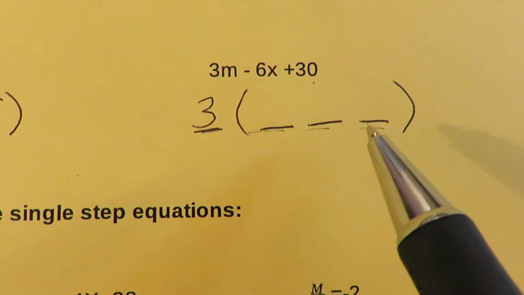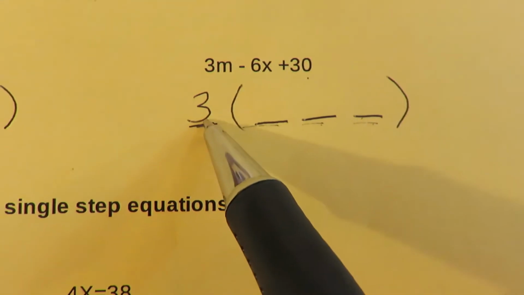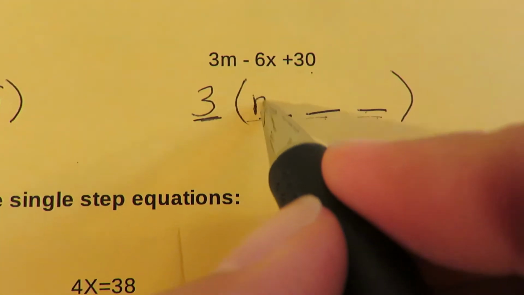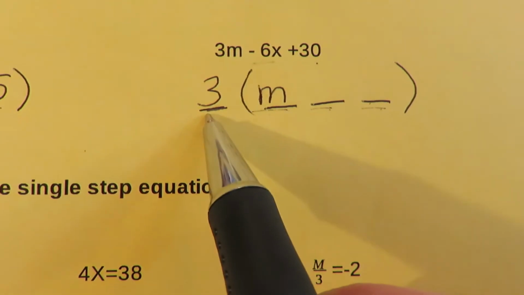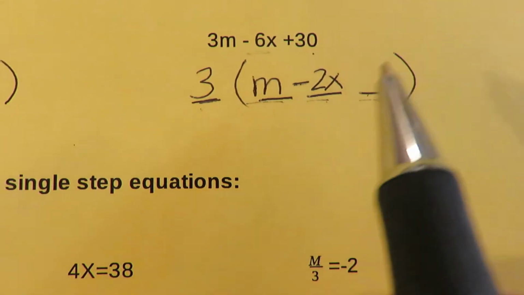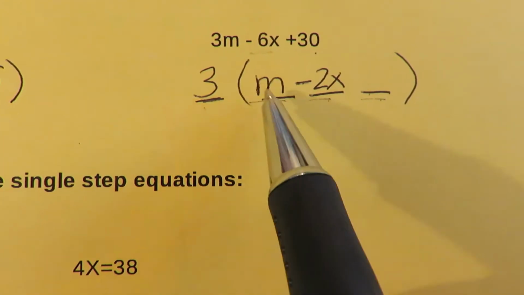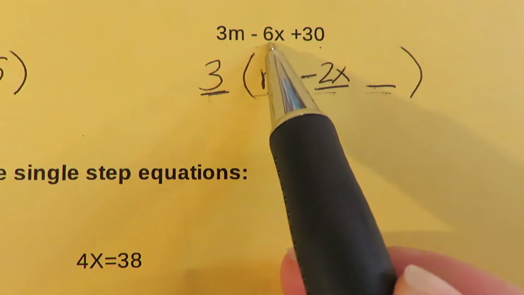And I can use my backwards method to figure out what numbers go inside. 3m divided by 3 is just m. Negative 6x divided by 3 is negative 2x. And again, if I want to double check, I can always go back in. 3 times m is 3m. 3 times negative 2x is negative 6x.